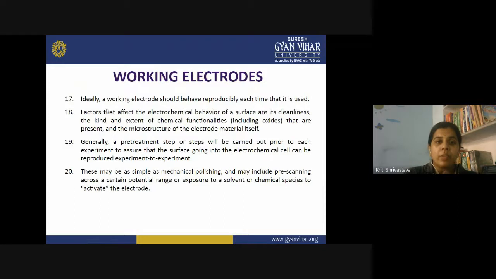We know that the working electrode should behave reproducibly. And what are the other factors which affect its electrochemical behavior? It is the cleanliness, the kind and extent of chemical functionalities that are present, and the microstructure of the electrode material itself. So generally, a pre-treatment is required when you are using an electrode, and this pre-treatment is activating the electrode surface.